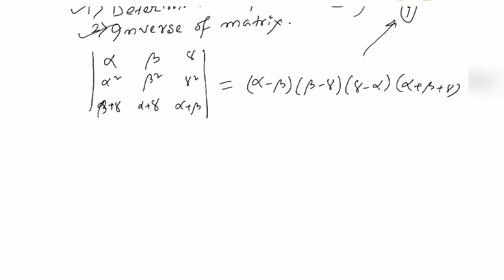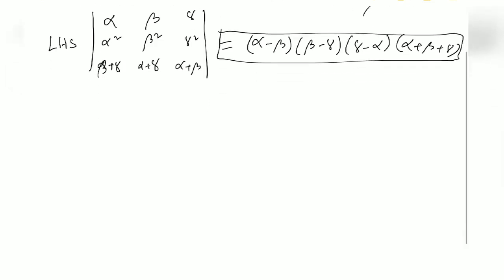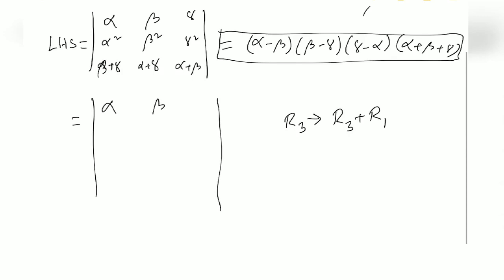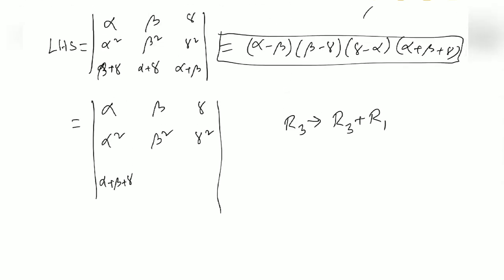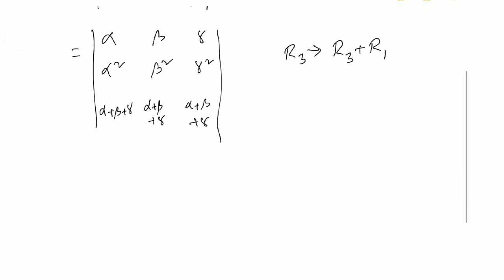We can solve it directly by expansion, but it is not a convenient way, because that will be very haphazard. So we will solve it using determinant properties. We give an elementary operation: R3 changes to R3 plus R1, and R1 and R2 remain the same. If you add them, what you get is alpha plus beta plus gamma, alpha plus beta plus gamma, again alpha plus beta plus gamma.